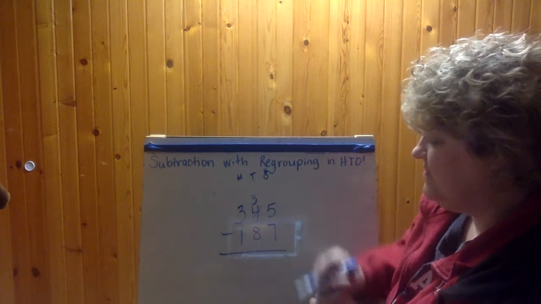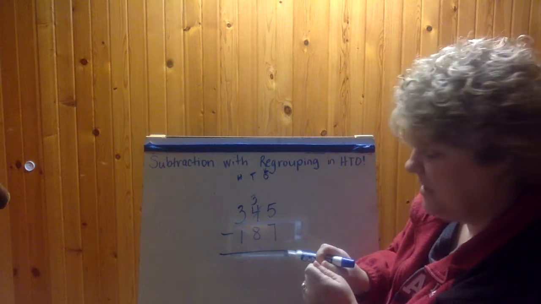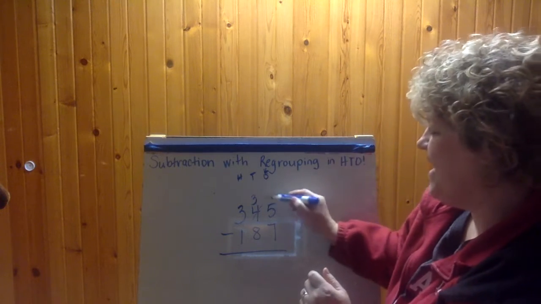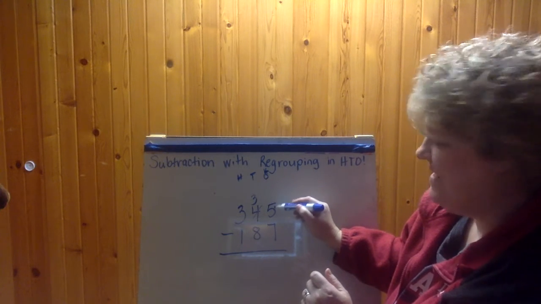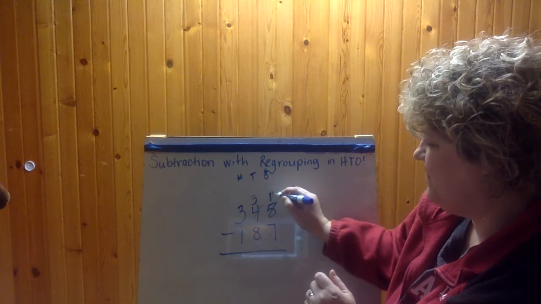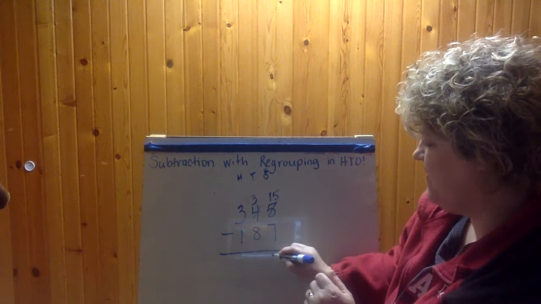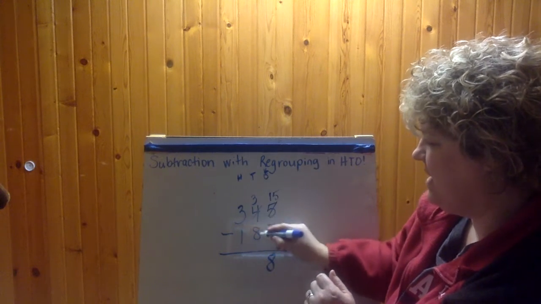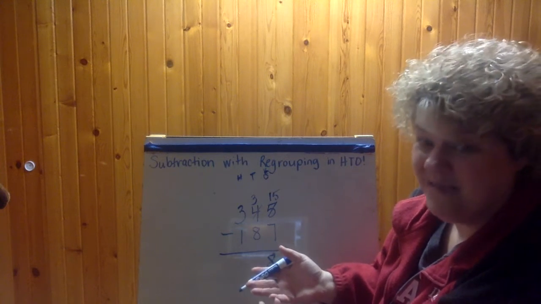And that group of 10, you broke apart in your brain, of course, and you add it to the 5 ones that are already there. So 10 plus 5 was 15. 15 minus 7 is 8. 3 minus 8, though, it's not possible.